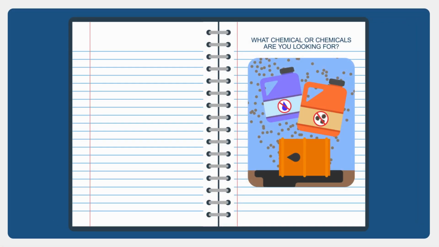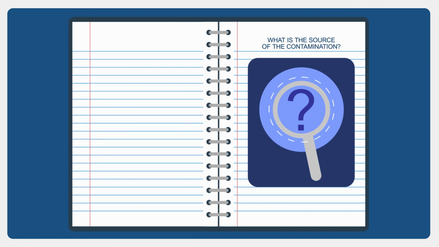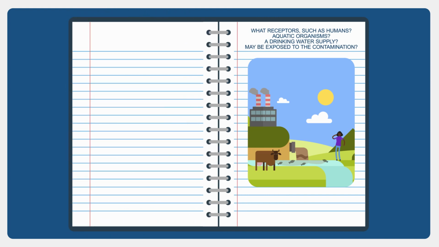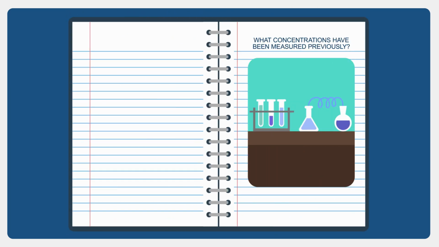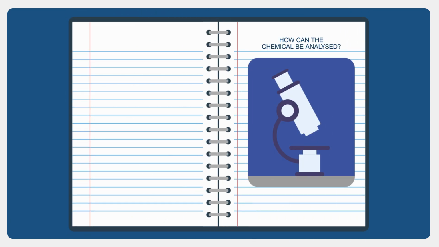Before starting your monitoring study, there are a number of key questions to consider, including: what chemical or chemicals are you looking for? What is the source of the contamination? What matrices, soil, air, water, sediment, or biota should you monitor? What receptors, such as humans, aquatic organisms, a drinking water supply, may be exposed to the contamination? What concentrations have been measured previously? When and where should monitoring take place? How can the chemical be analyzed?